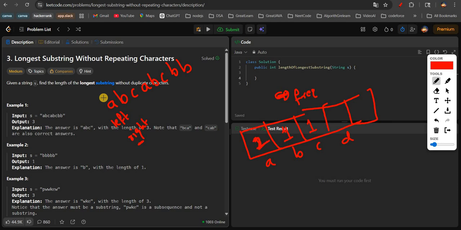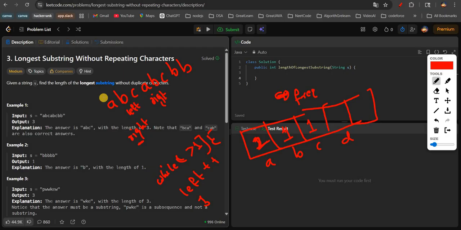At that moment, I will write one condition in a while loop. If any character's frequency is greater than 1, I will move the left pointer. After moving this, at that moment, the right pointer will point here, and the left pointer moves here. Okay. This is also one substring.